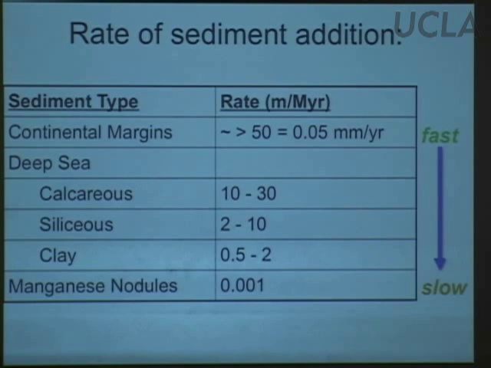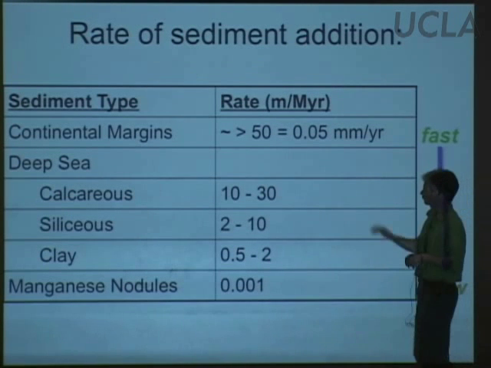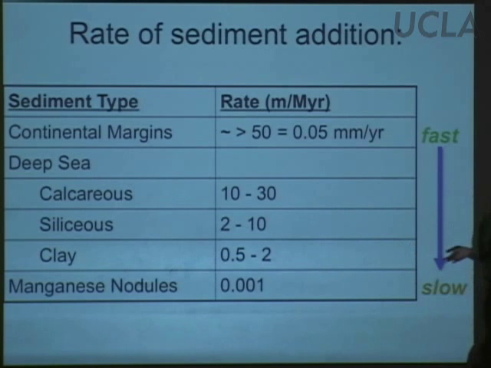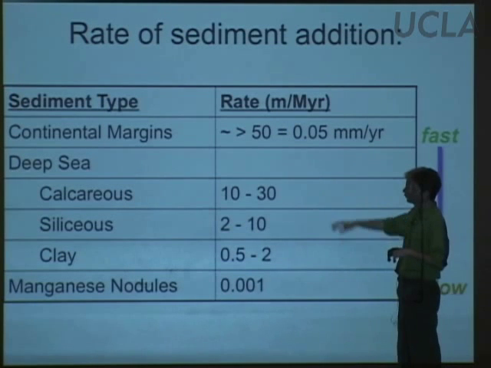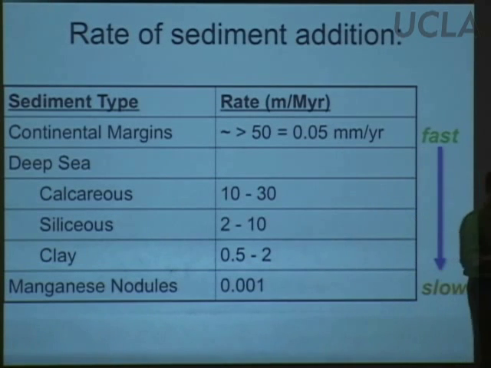These rates vary a lot, but a ballpark number to keep in mind might be something like 50 meters per million years, or a fraction of a millimeter per year. When you get into the deep sea, rates are generally much slower, and we observe this in the map of sediment thicknesses. Once you get away from the continent, sediment was generally much thinner on the seafloor than it was near the margins themselves. And it declines as you go from calcareous to siliceous to clay to finally manganese nodules, which accumulate excruciatingly slowly where they occur, millionths of a meter per year or less.